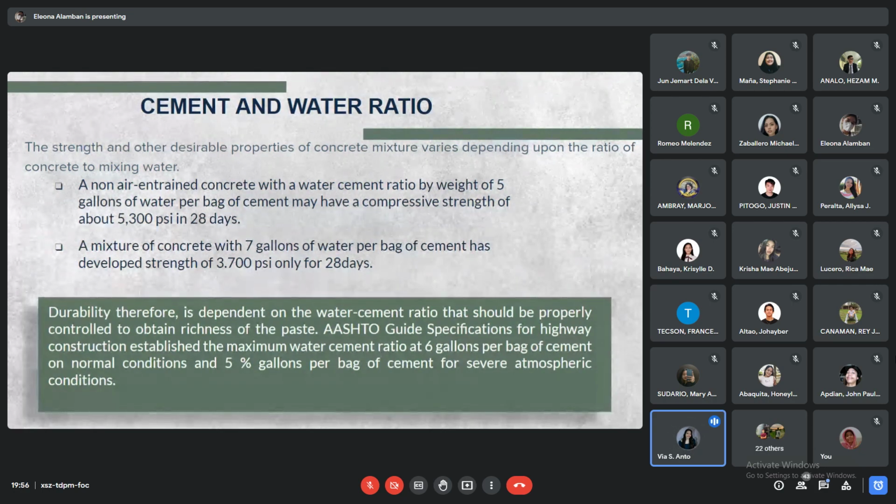So durability, therefore, is dependent on the water-cement ratio, which should be properly controlled to obtain richness of the paste. AASHTO guide specifications for highway construction establish the maximum water-cement ratio at 6 gallons per bag of cement on normal conditions and 5 1/2 gallons per bag of cement for severe atmospheric conditions.